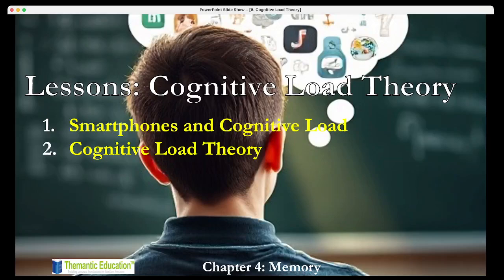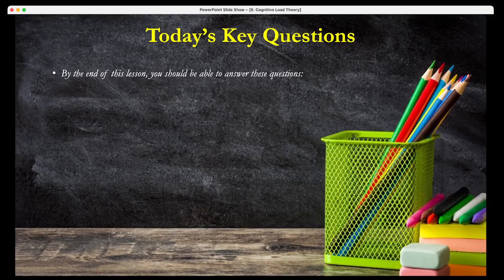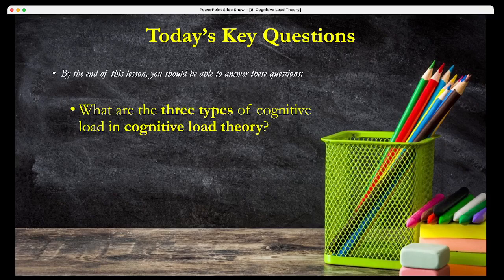So in the previous lesson, we looked at smartphones and cognitive load and brain drain. And now we're going to get into the basics of cognitive load theory. And when you know it, it's got 3 key points.